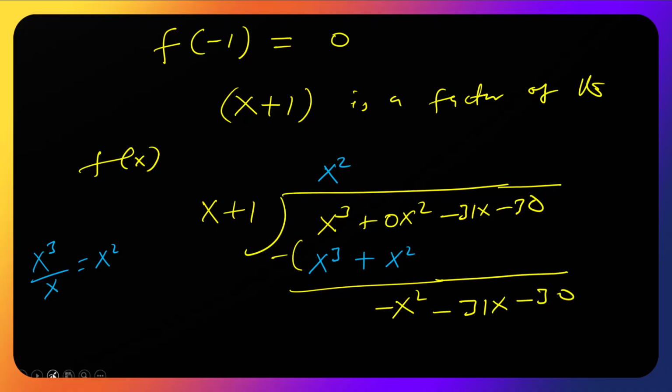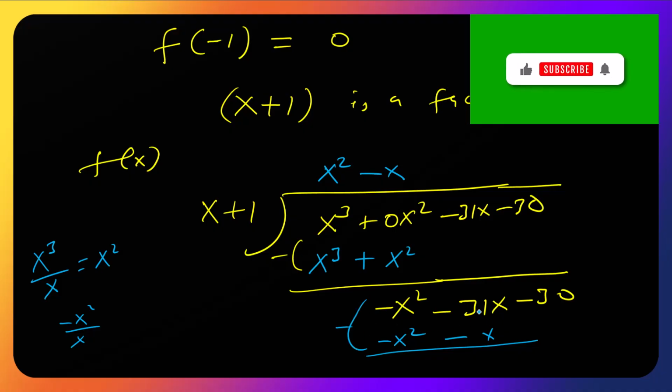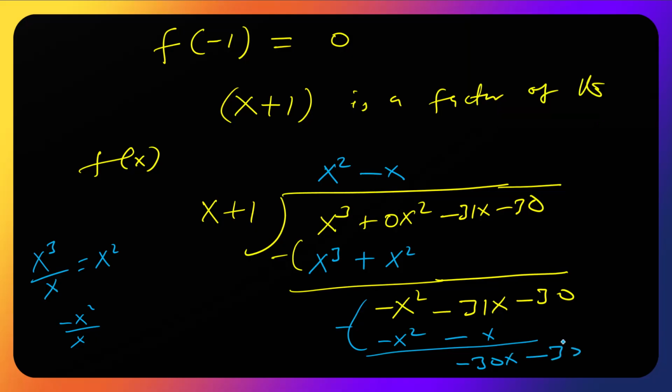All right, so from here, I will divide minus x squared by x. So minus x squared by x will be minus x. So minus x times x is minus x squared. Then minus x times 1 will be minus x. So when you subtract, this side will be 0. Okay. And this side will be minus 31 minus plus, so that will be minus 30x. Okay. Minus 30. This minus 30.